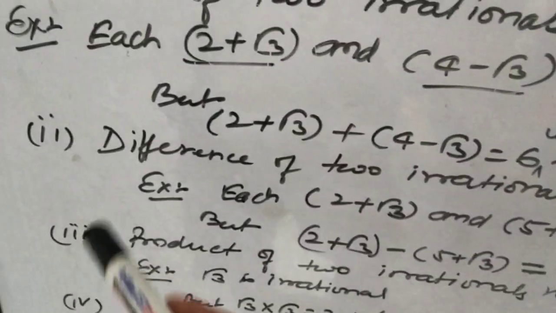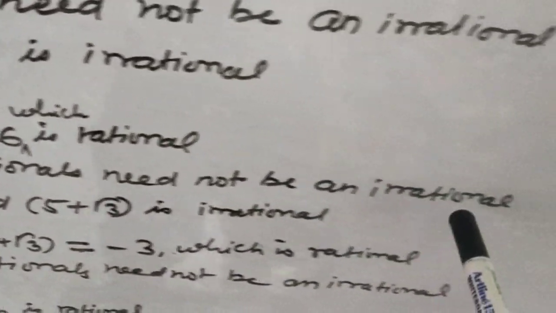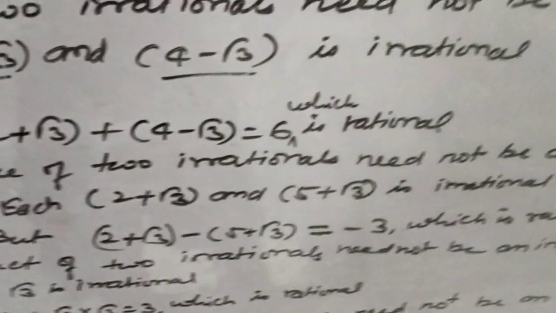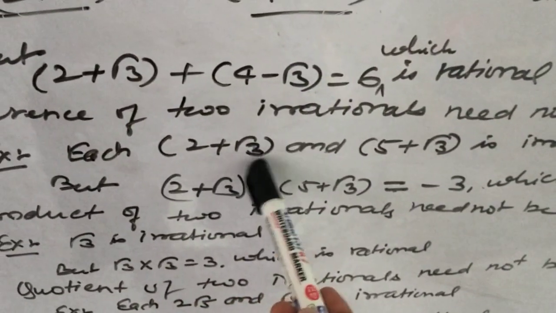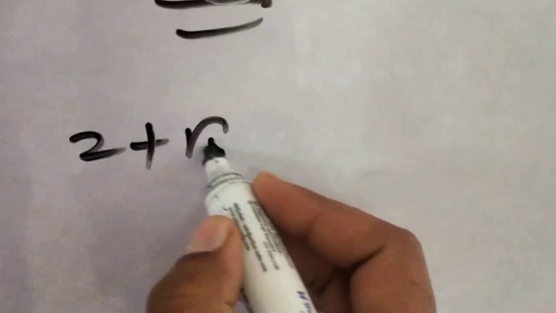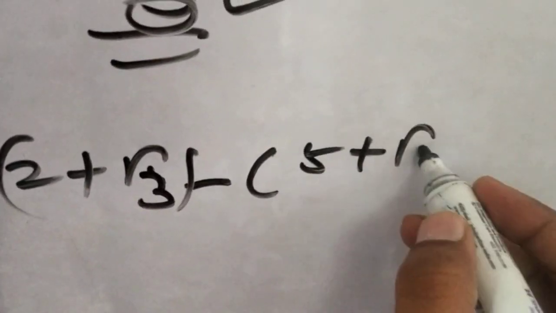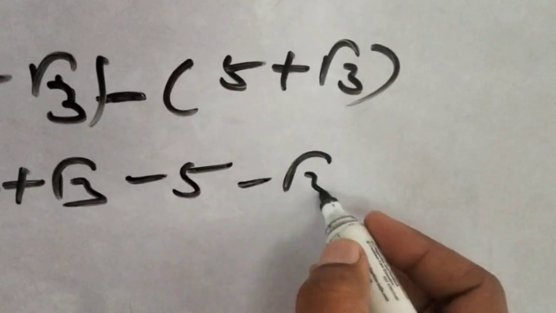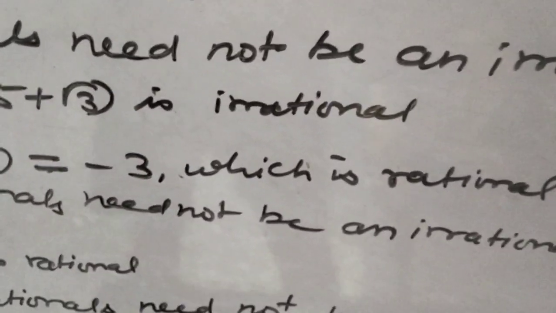Next, the second point: the difference of two irrationals need not be an irrational. Similar to the sum, now the difference. Suppose you take two irrational numbers; the difference may be rational or irrational. Take 2 plus root 3, which is irrational because root 3 is irrational, and 5 plus root 3, both irrational, right? But when we take the difference, 2 plus root 3 minus (5 plus root 3), we multiply the minus inside the bracket: minus 5 and minus root 3. Root 3 and minus root 3 cancel, and you get minus 3, which is rational.